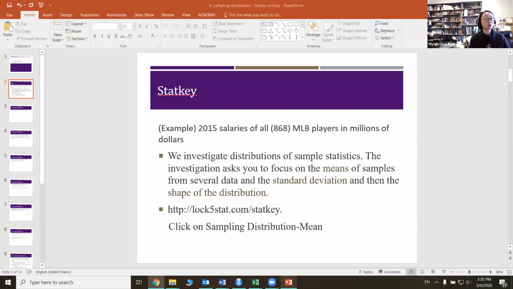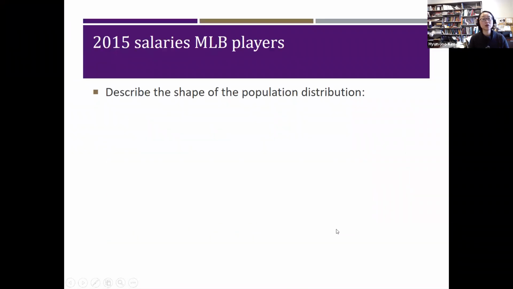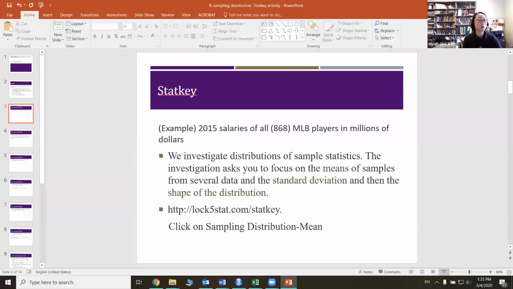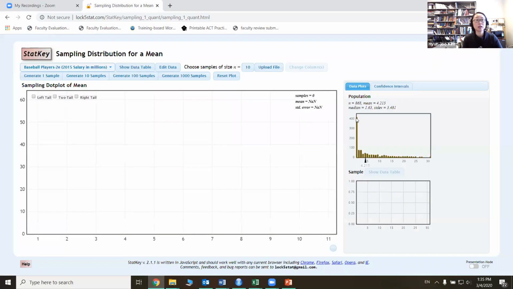For now, I'm going to go back to our slide. And the first question I want you to think about is, what's the shape of the population distribution? How can you describe this population distribution? Okay, so let's go back to the Statkey. The shape of the distribution of this population, is this symmetric? Not at all, right? Symmetric means the right-hand side and left-hand side are exactly the same from the center.